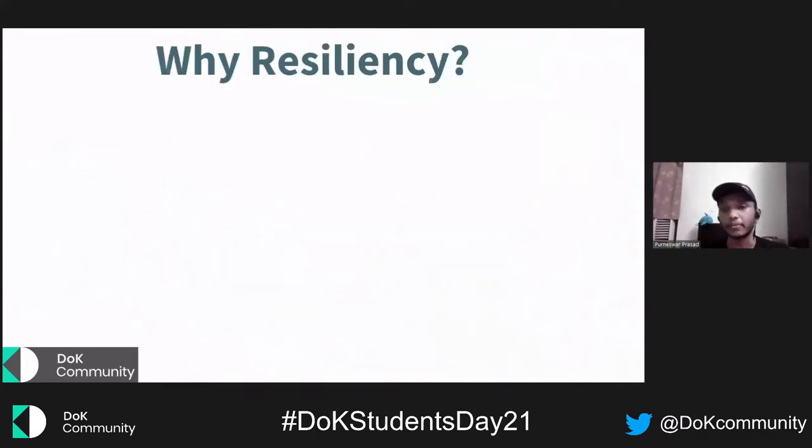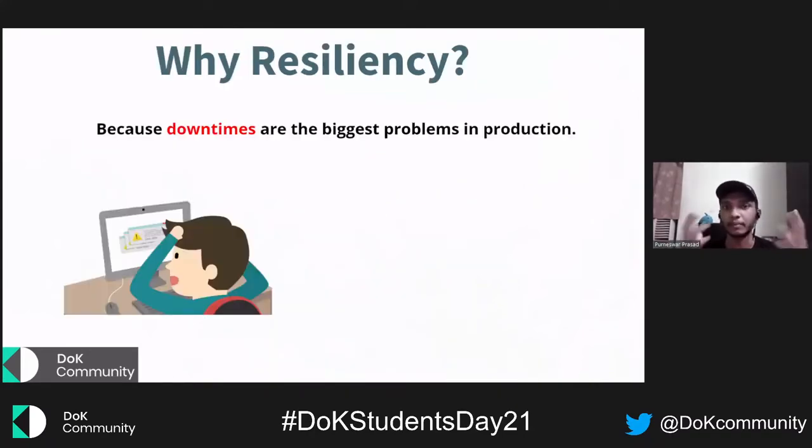Now, why do we need resiliency? Because downtimes are the biggest problems in production out there. And the best example is just what happened 2 days back. Facebook, just so that every one of you knows, has lost $6 billion in the time of 12 hours. $6 billion, and that is not a very small amount for a company like Facebook.